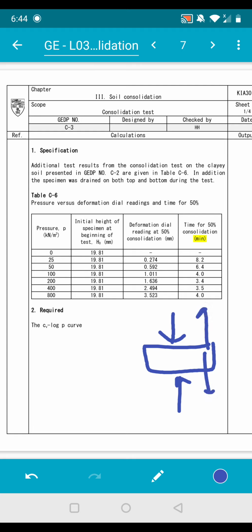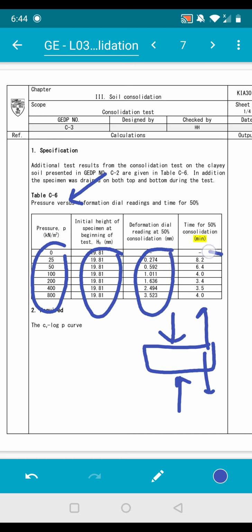Okay, and you're given additional information of pressure versus deformation dial readings and time for 50% consolidation. So again, you have your pressure, initial height of the specimen, the deformation reading at 50%, and the time for 50% consolidation. So this is what is given to you, calculated from laboratory work. And the required is the CV log P curve, the coefficient of consolidation with pressure.